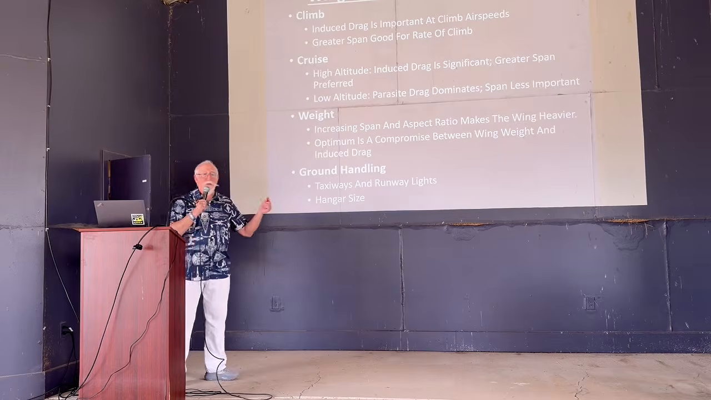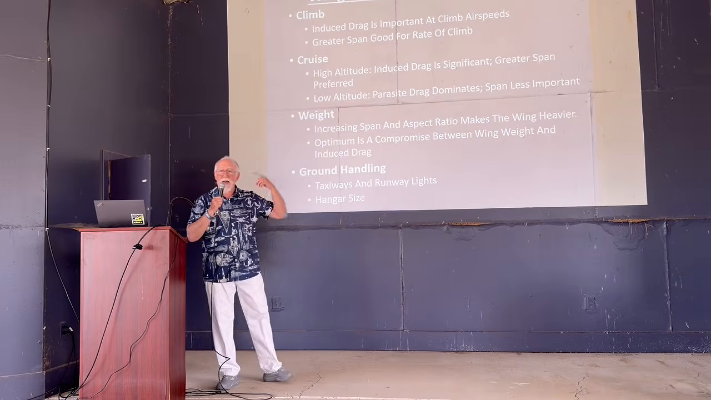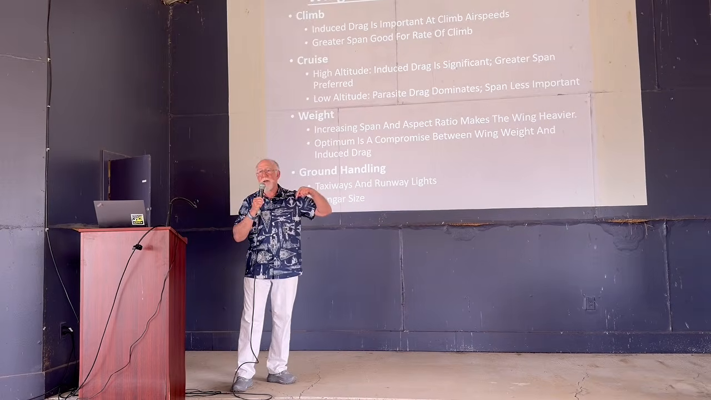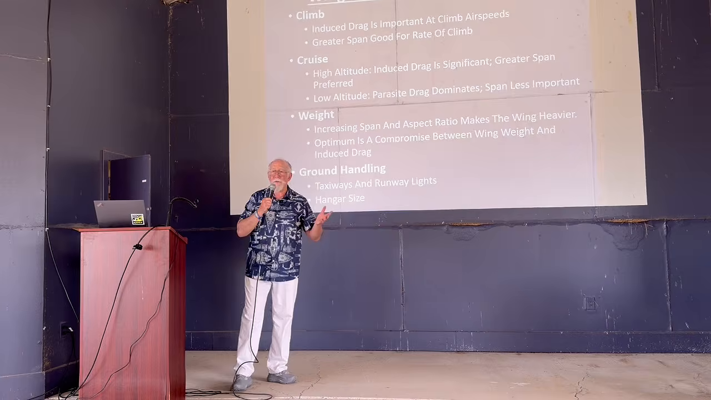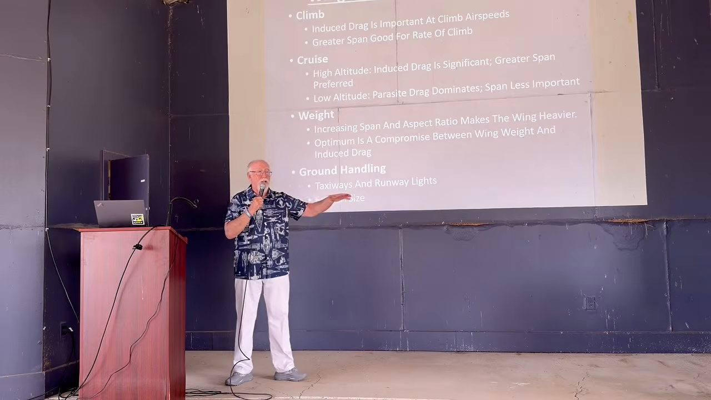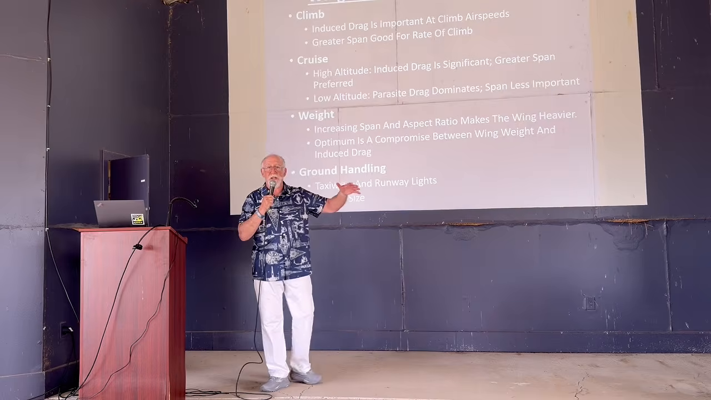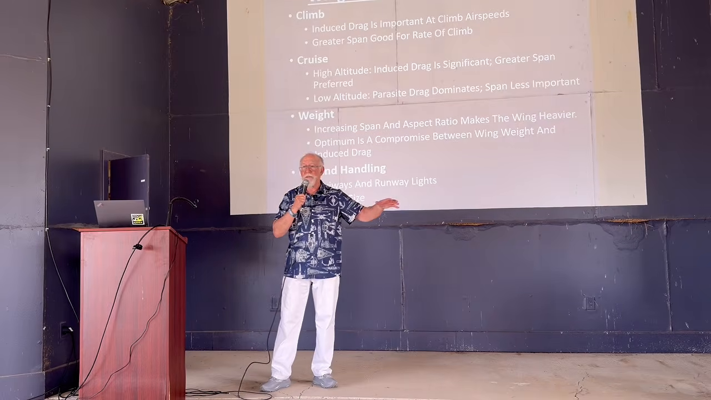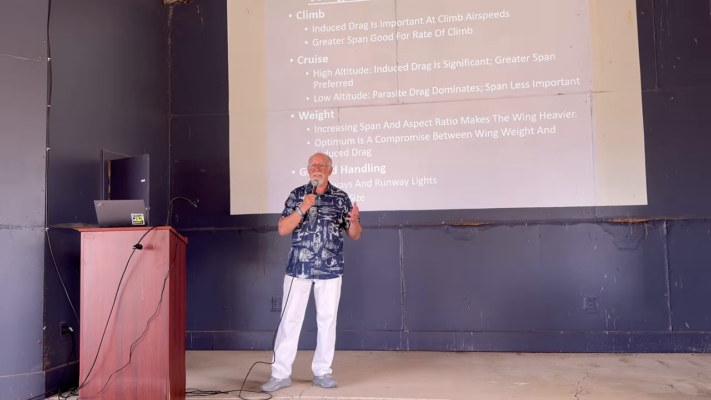But once again, it really depends on where you're flying. So cruise, at high altitude, you're dominated by induced drag. You're flying near best L over D, so your drag is about half induced drag. At low altitude, particularly in a wing sized for stall speed, it's almost all parasite drag. You can get away with lower aspect ratio and save the weight without any real meaningful penalty.